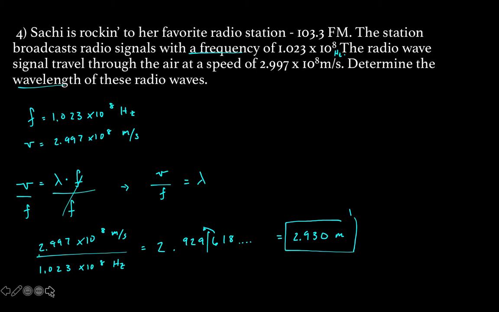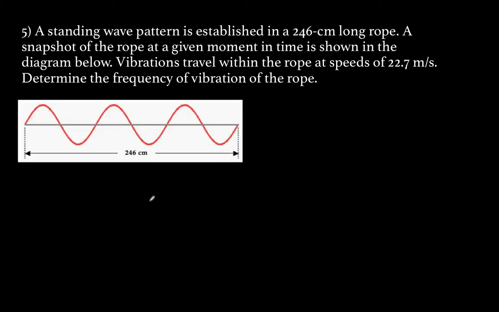Let's move on to number 5. Number 5 is saying that a standing wave pattern is established in a 246 centimeter long rope. A snapshot of the rope at a given moment in time is shown in the diagram below. Vibrations travel within the rope at speeds of 22.7 meters per second, and I want to determine the frequency of vibration of this rope.